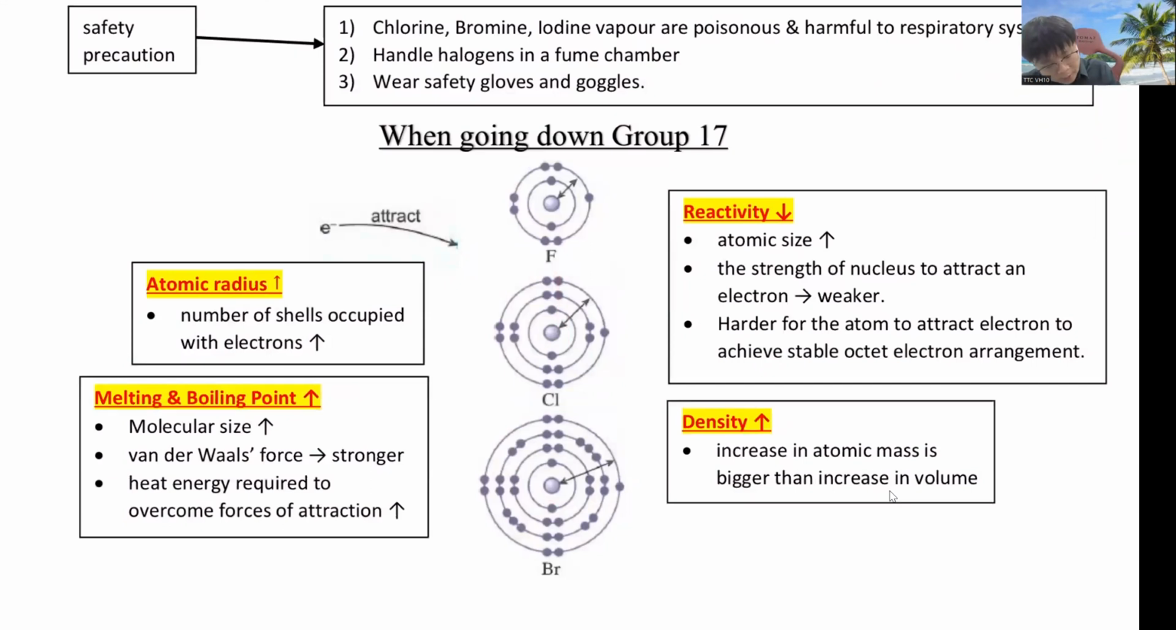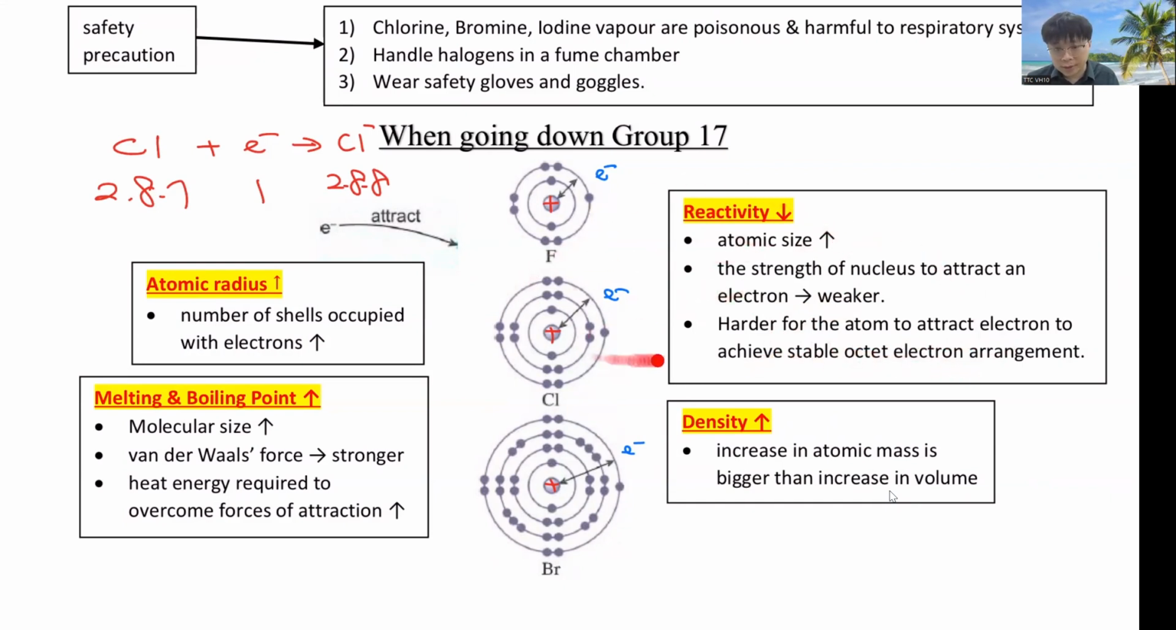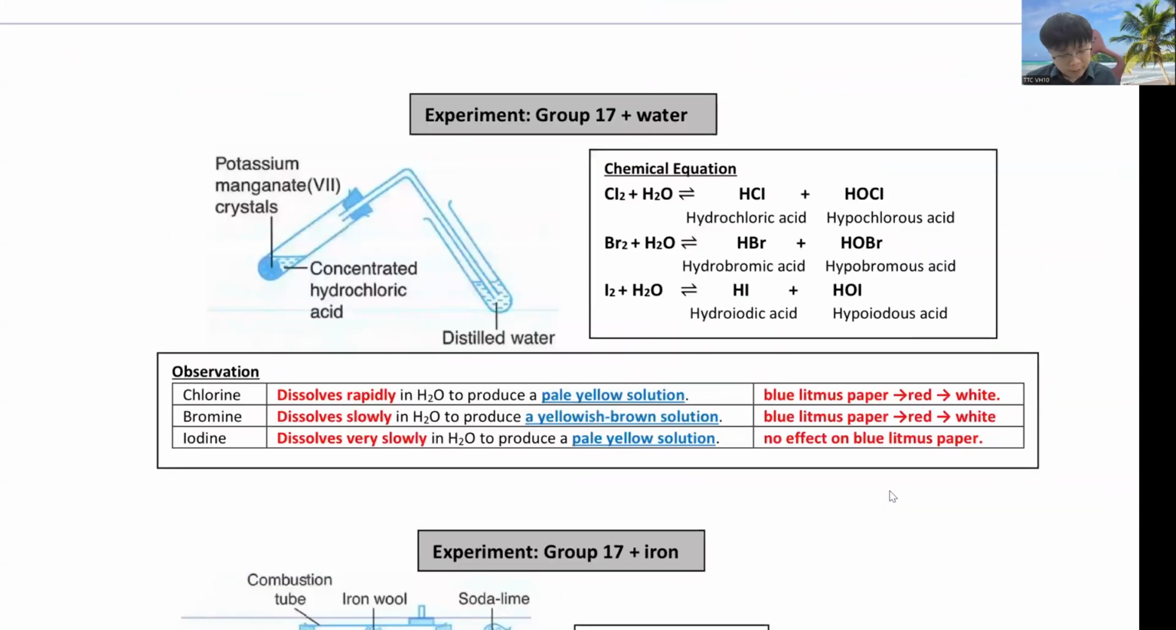The reason is, for example, chlorine is 2.8.7. It needs to receive one electron to become stable. To attract an electron, the proton is at the middle, so when the size gets bigger, it is harder to attract. So this is the answer: atomic size increases when going down the group, so the strength of the nucleus to attract an electron becomes weaker. It is harder for the atom to attract an electron to achieve a stable electron arrangement, so the reactivity decreases.